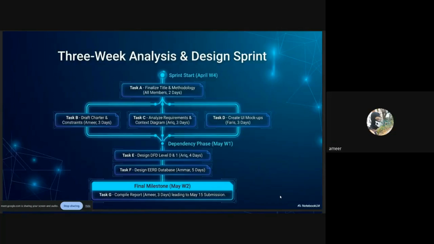Moving into the dependency phase in May week 1, Arik designed the DFD level 0 and 1 in task A, while Amar spent 5 days designing the EERD database in task F. Finally, in May week 2, I compiled the final report under task G, leading to our submission on May 15th.